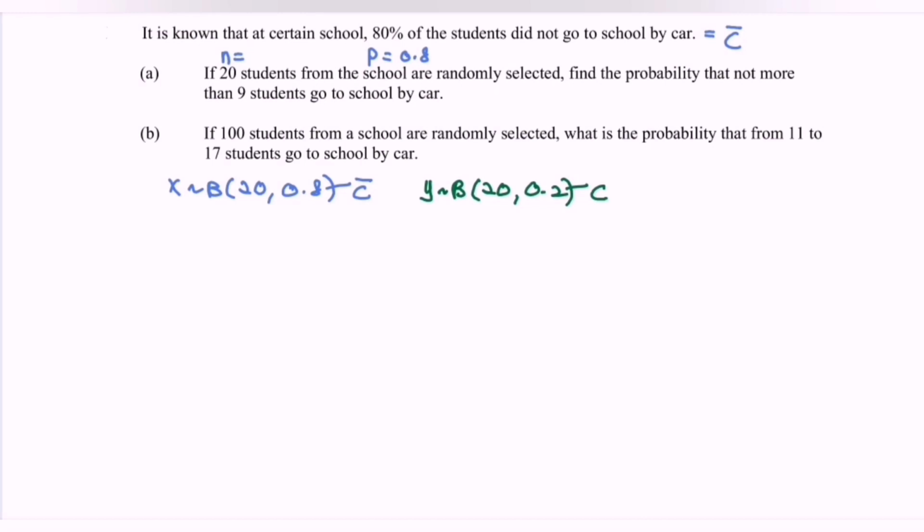Kindly refer to question B. If 100 students, so here we have the n, from a school are randomly selected, what is the probability that from 11 to 17? So the question mentions that the student goes to school by car. So the green in color will be the proper title. So kindly rewrite the title. Y is binomially distributed. We have 100 students, and then we have 0.2, which is the students go to school by car.